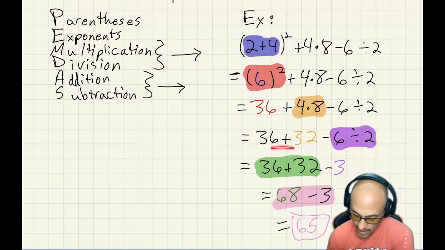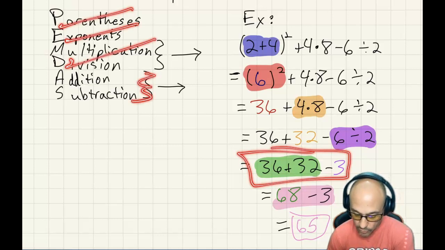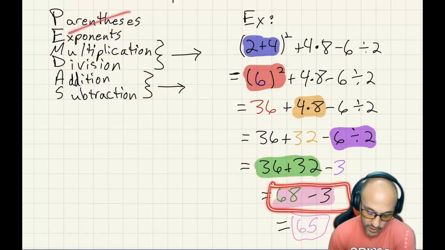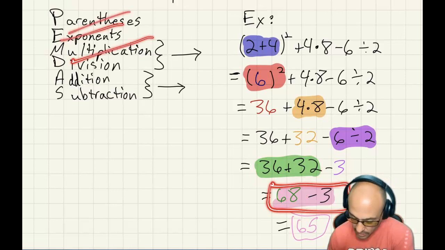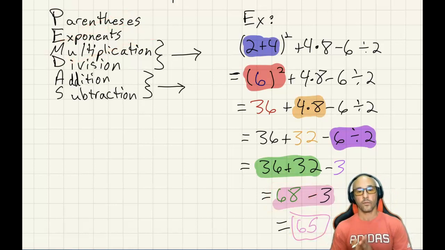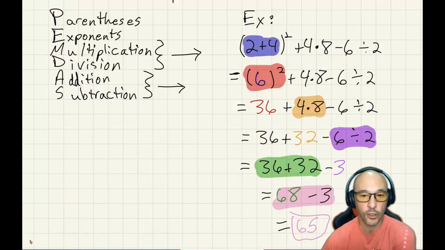All right, now we're on this step. No parentheses, no exponents, no multiplication or division. Addition and subtraction from left to right, yes. We have 36 plus 32 is 68. Now on this step, no parentheses, no exponents, no multiplication or division, just one subtraction, and we have 65. How's that? Better? Good, good. All right.